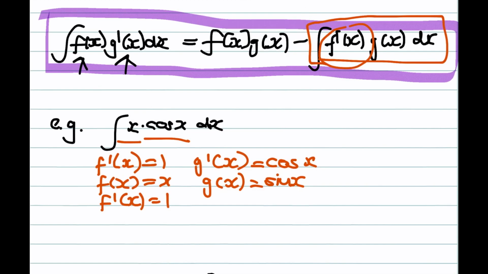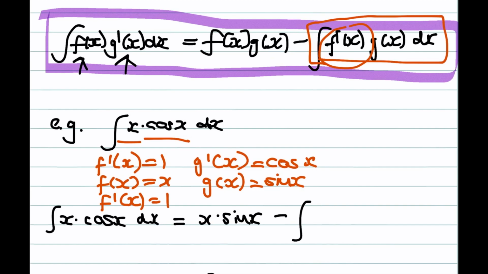So now using the formula, we can complete the integral. So this integral, x cos x dx, will then be equal to, using the formula, f(x), which is x in our case, multiplied by g(x), which is sine x here, minus the integral of the derivative of our f(x), which is 1, times our g(x), which is sine x, dx.